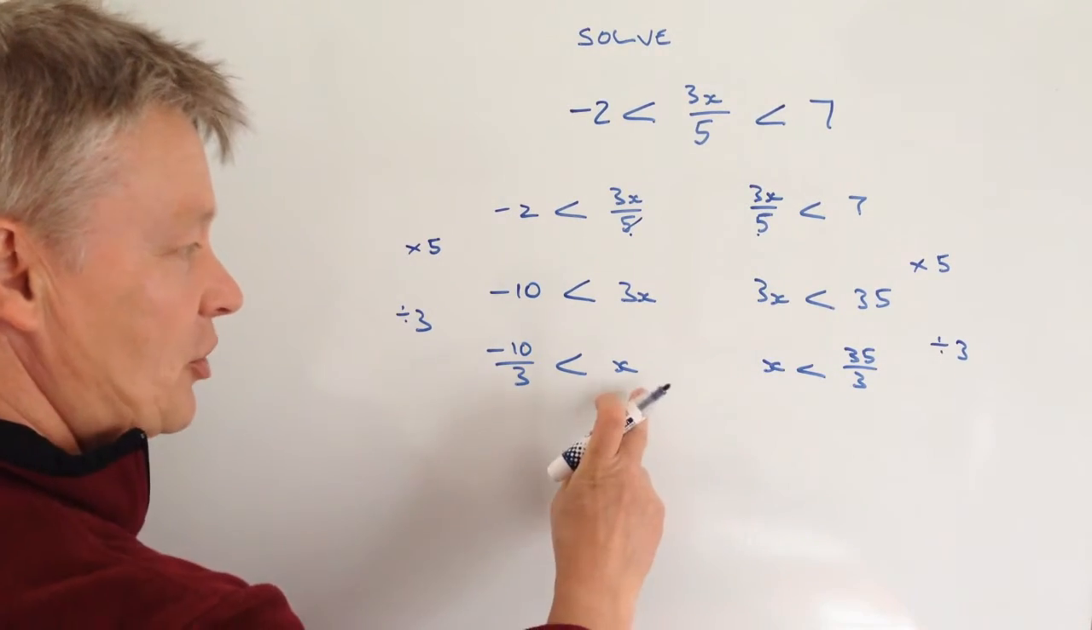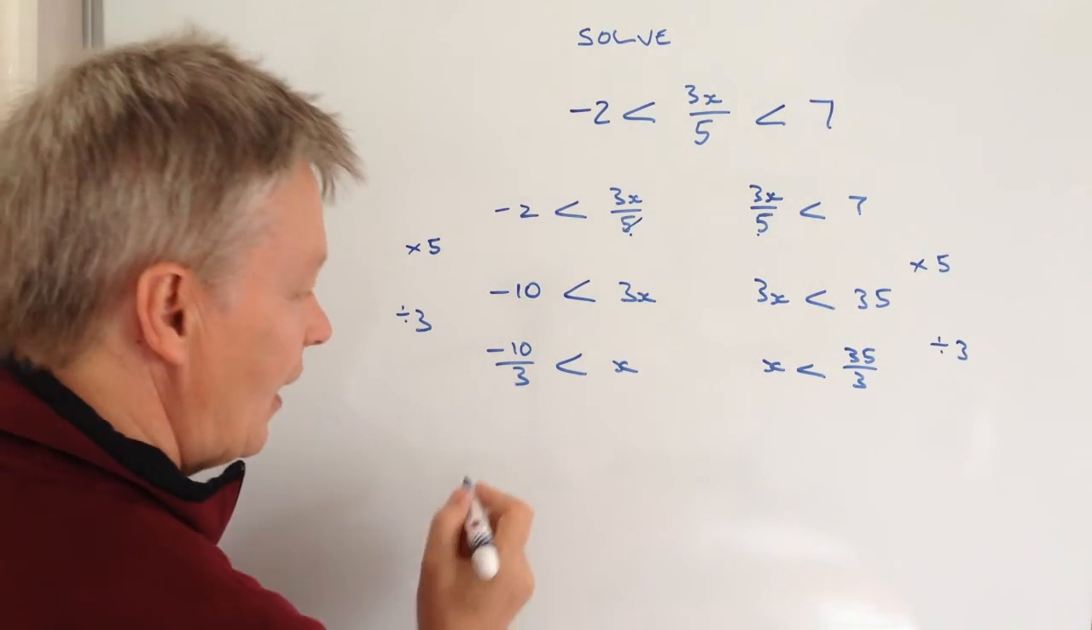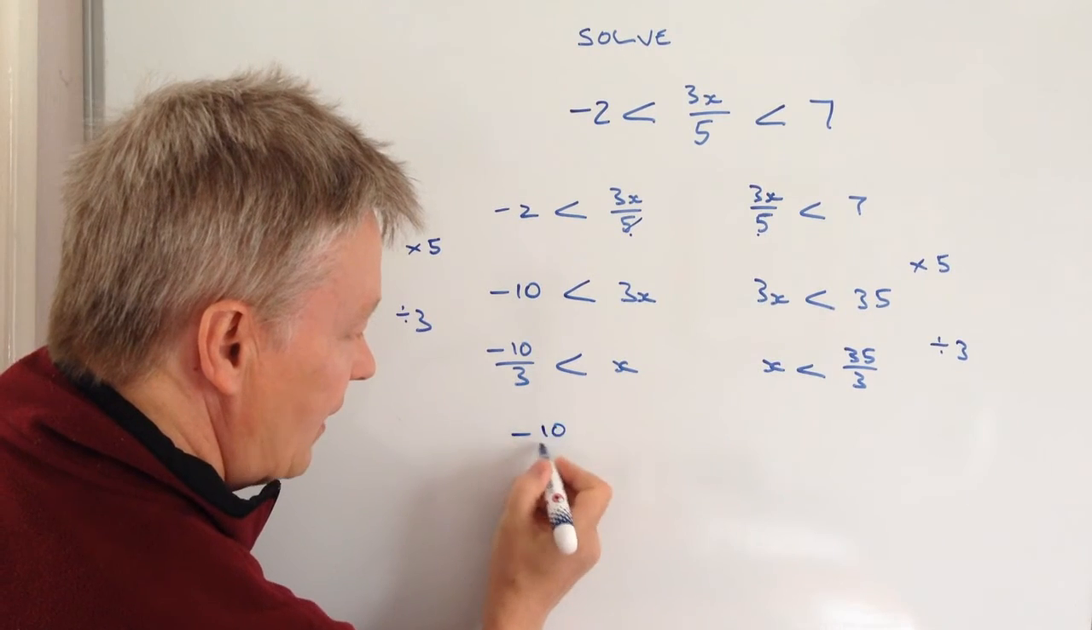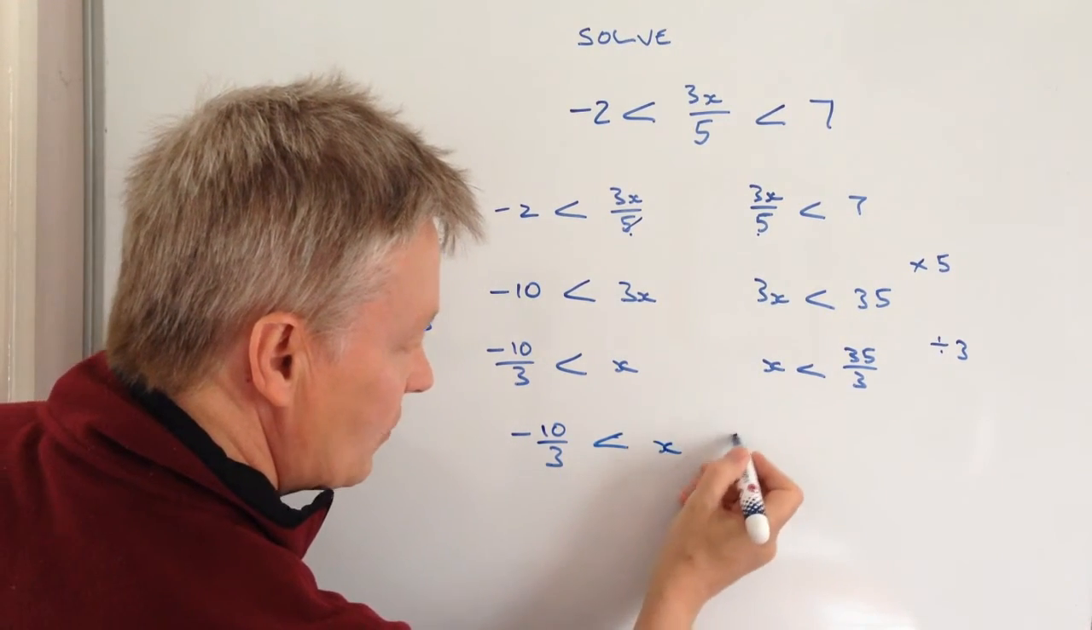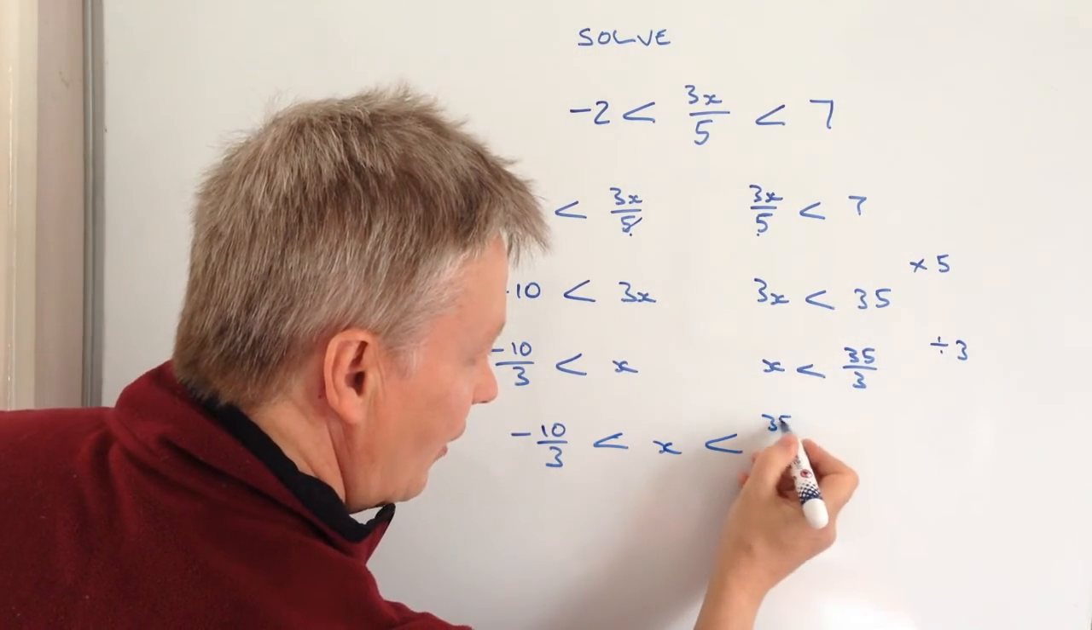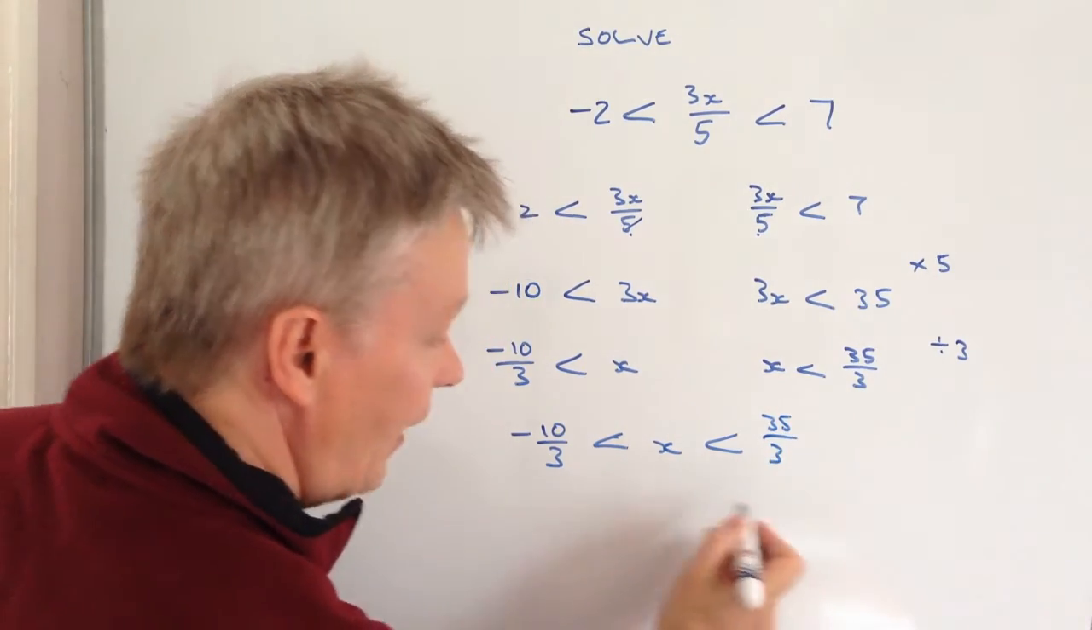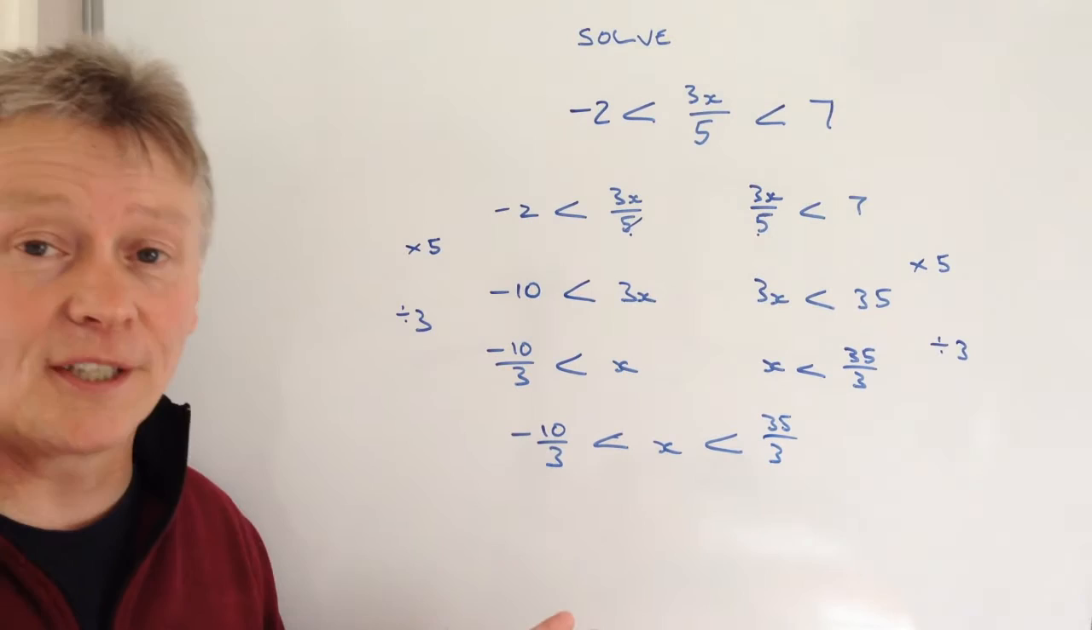Okay, so I now need to just join these two together, and I can write it out as a complete inequality, which is minus 10 is less than x, which in turn is less than 35 over 3, and that will be the answer to this particular question.